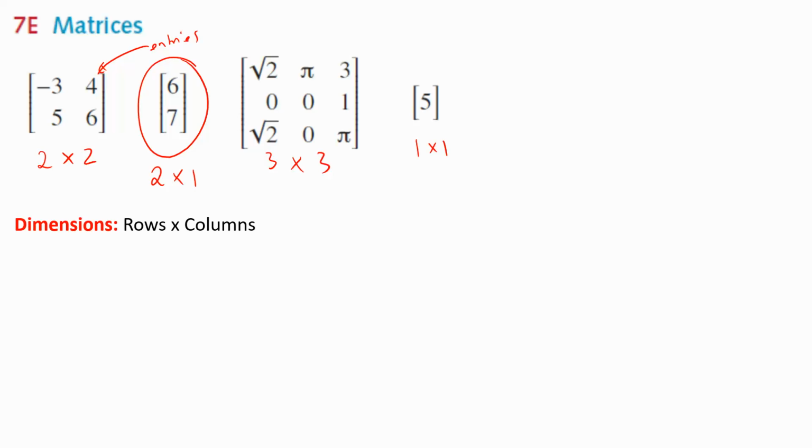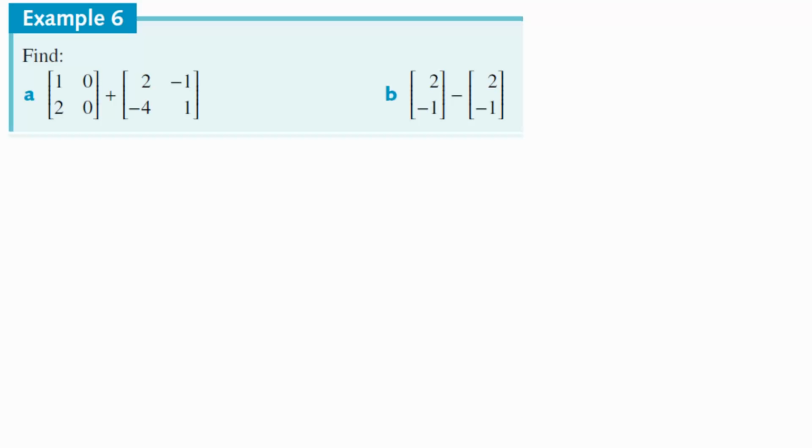So here we go. We now know these are called matrices. We know how to determine the size of the matrix. Now we're going to learn how to add them. Now, how do you add matrices? It has to have the exact same matrix dimensions, meaning it has to be the same size. You can't add matrices that aren't the same size.